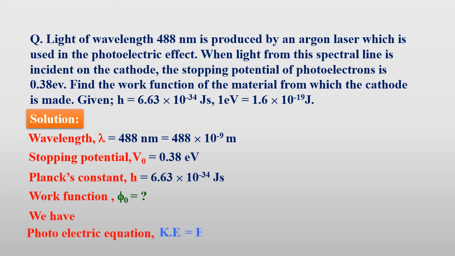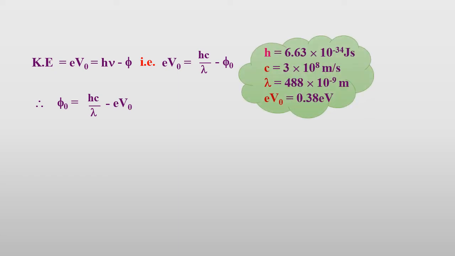So we are having photoelectric equation, kinetic energy is equal to eV0 is equal to h nu minus phi, that is eV0 is equal to hc by lambda minus phi naught. Therefore phi naught is equal to hc by lambda minus eV0, where h value is Planck's constant 6.63 into 10 to the power minus 34 joule second. Speed of light is 3 into 10 to the power of 8 meter per second. Wavelength lambda is equal to 488 into 10 to the power of minus 9 meter, and eV0 value is 0.38 electron volt.